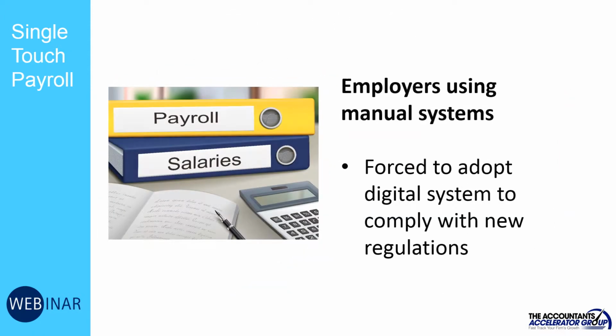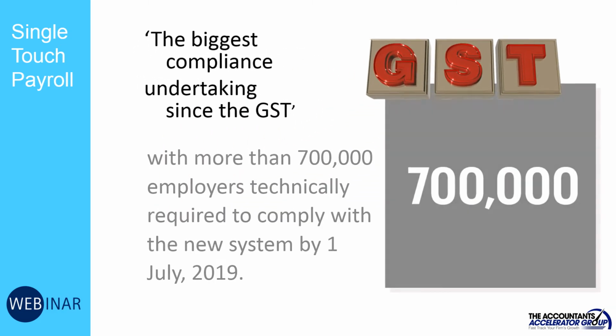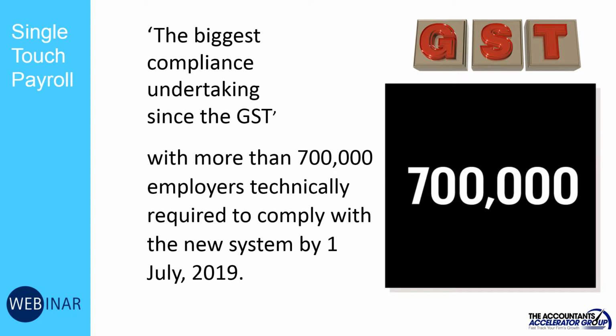Businesses still preparing their payroll using manual systems will be forced to adopt a digital system, and this change has been described as the biggest compliance undertaking since the GST, with more than 700,000 employers technically required to comply with the new system by the 1st of July 2019.